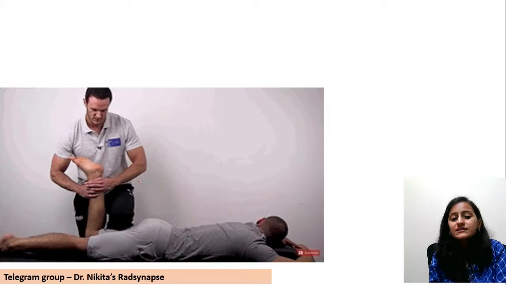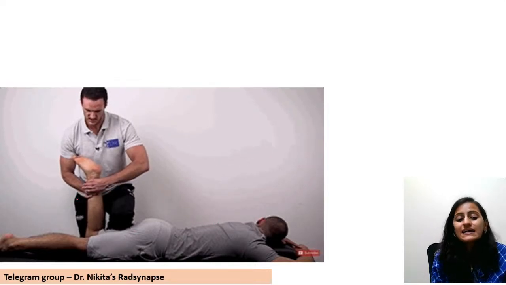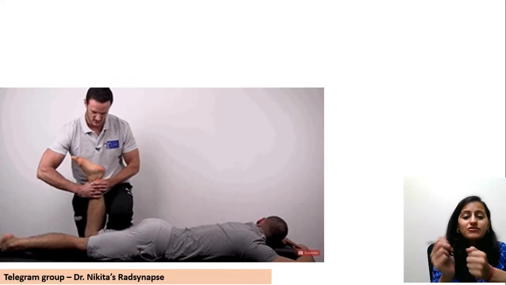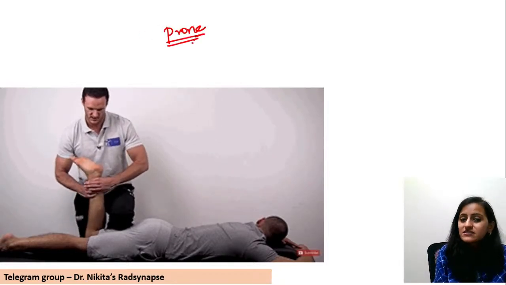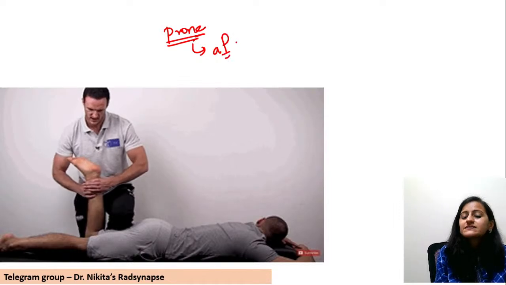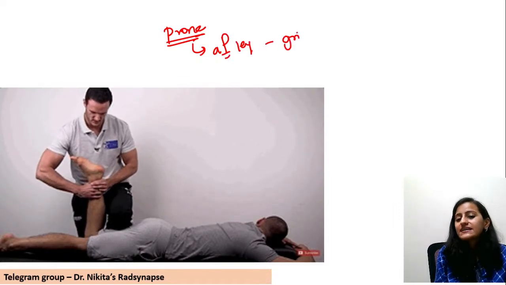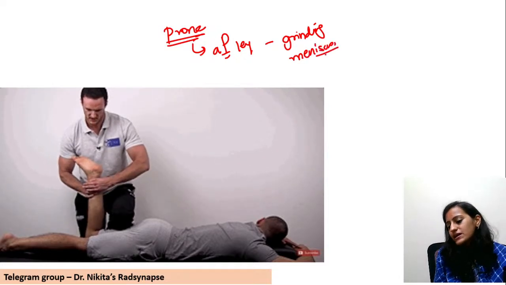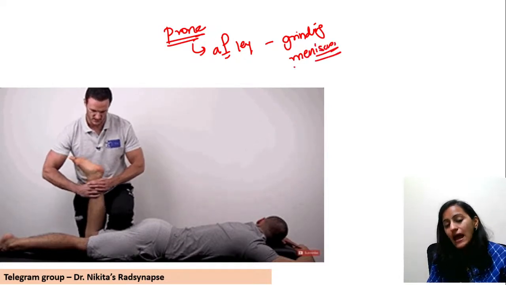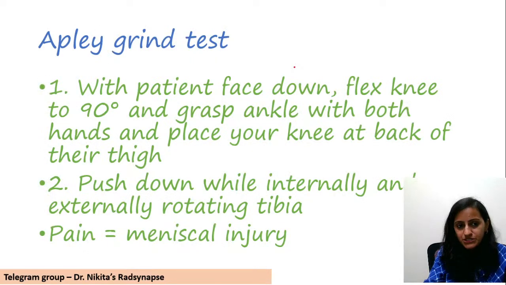The test for the knee, where you see that the patient is lying in the prone position and then we are trying to do the grinding. This is the test in the prone position. That is your Apley's test, the Apley's grinding, again done for the meniscus. That is your Apley's grinding in the prone position.